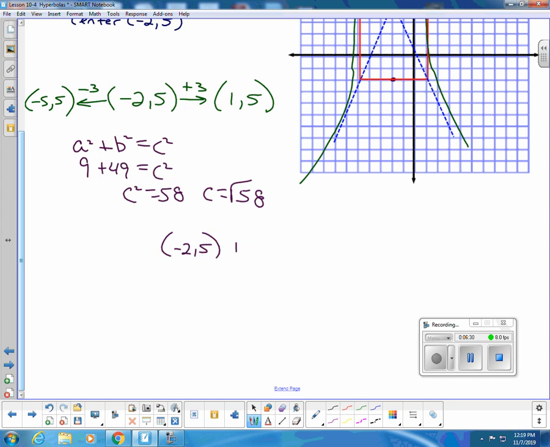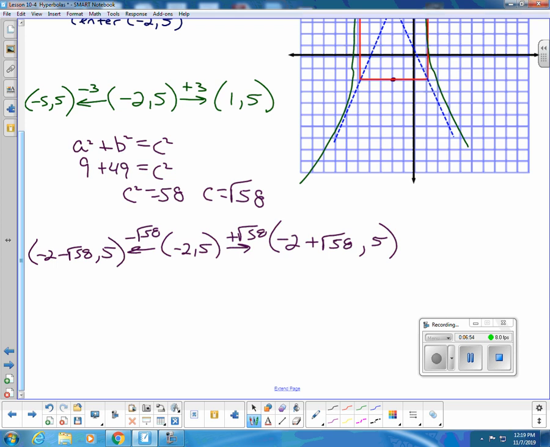So again, I'm at my center. I'm going to the right, so I'm going to add the square root of 58 to the x. You're just going to leave it like that: negative 2 plus the square root of 58, comma 5. And I'm going to subtract the square root of 58 from the x. And again, the y doesn't change. Your vertices and your focal points are on the same axis. You're going horizontally there.